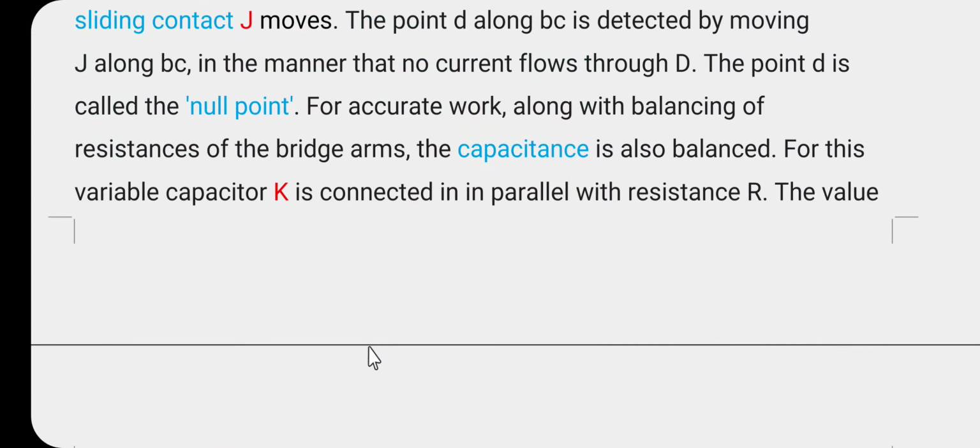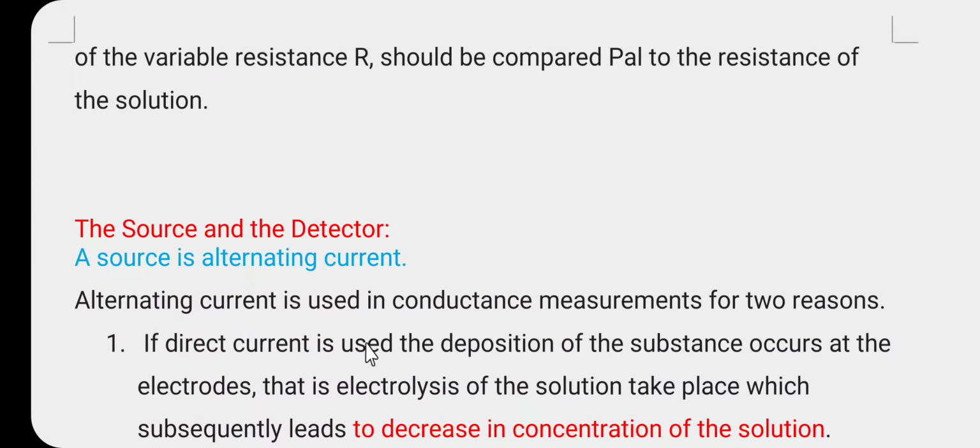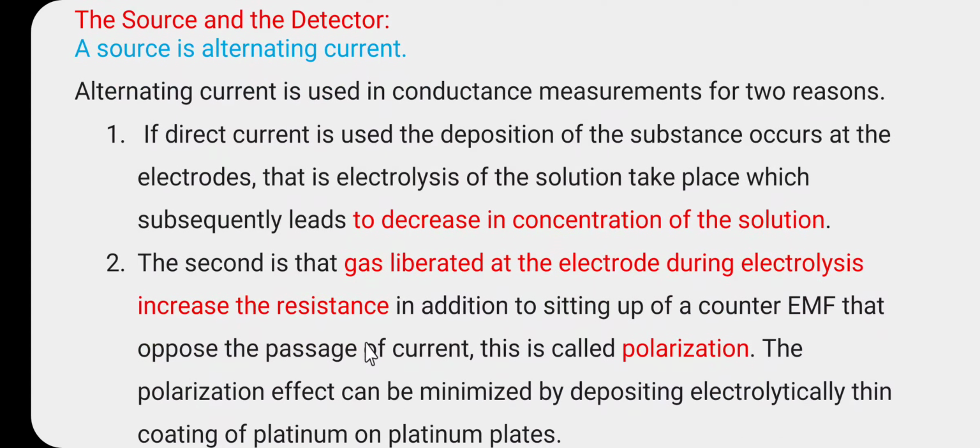Then the next point: the source and the detector. Generally we can use two types of sources: number one is direct current and number two is alternating current. But when we use the conductometer, alternating current is generally preferred. Instead of direct current, alternating current is used as the source in the conductometer or conductivity meter.